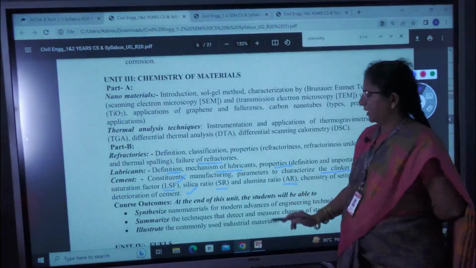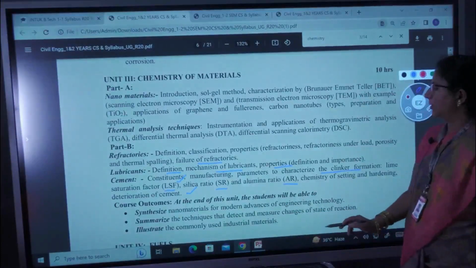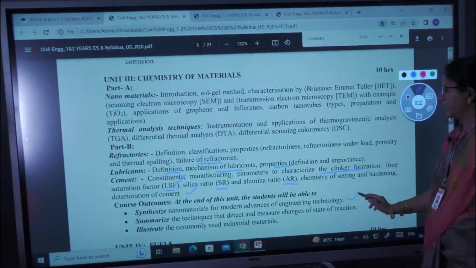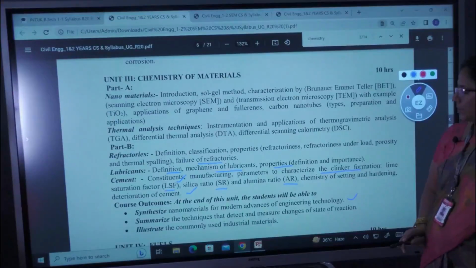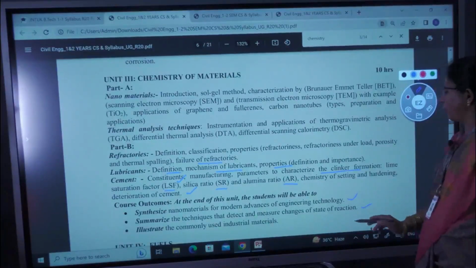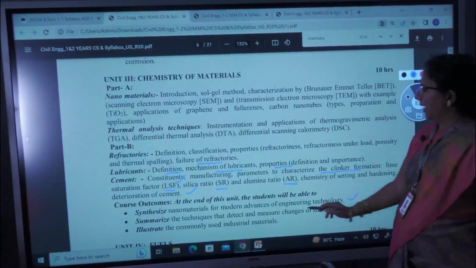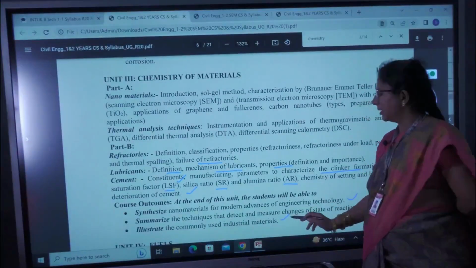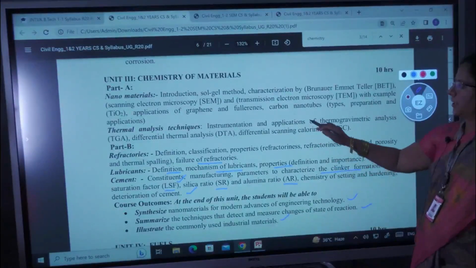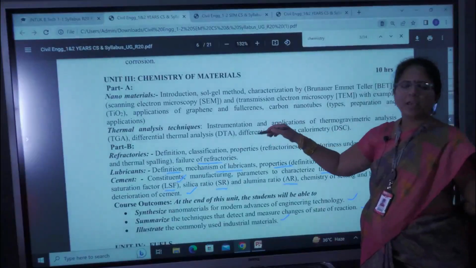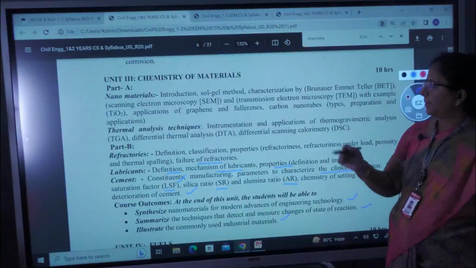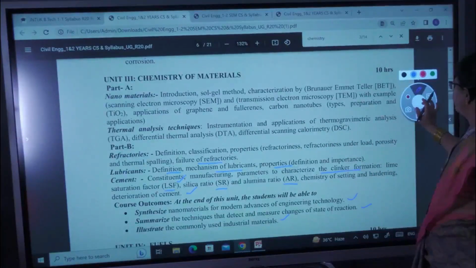Coming to the outcomes of this unit. At the end of the unit, the students will be able to synthesize nanomaterials for modern advances of engineering chemistry. They will be able to summarize the techniques that detect and measure the changes of state of a reaction, and they will be able to illustrate the commonly used industrial materials. So this is about the syllabus in Unit 3 of Engineering Chemistry. Now coming to the first topic of Unit 3.